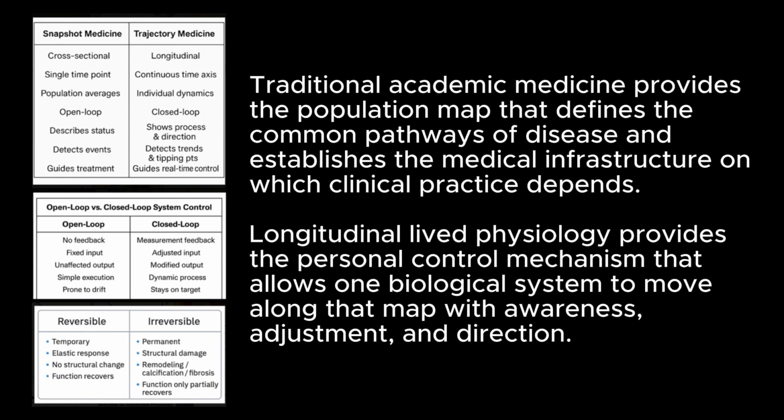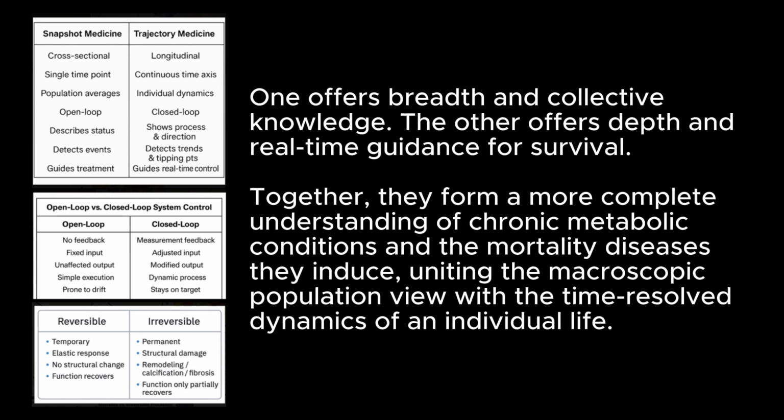Traditional academic medicine provides the population map that defines the common pathways of disease and establishes the medical infrastructure on which clinical practice depends. Longitudinal lived physiology provides the personal control mechanism that allows one biological system to move along that map with awareness, adjustment, and direction. One offers breadth and collective knowledge, the other offers depth and real-time guidance for survival. Together, they form a more complete understanding of chronic metabolic conditions and the mortality diseases they induce, uniting the macroscopic population view with the time-resolved dynamics of an individual life.